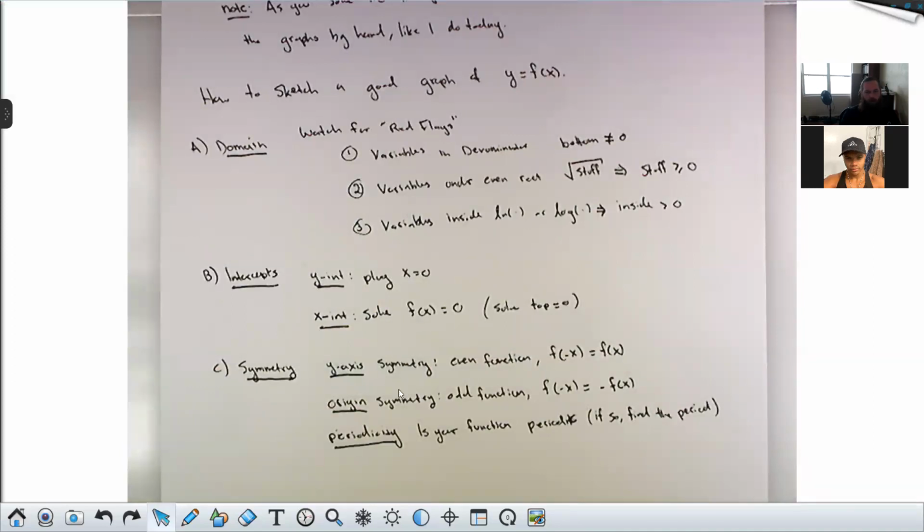Or if your function has origin symmetry, then you can figure out the graph on the right half and then reflect that through the origin, and that will get you the left half. And if your function is periodic, just find the graph on one period, and then you just have to cut and paste.